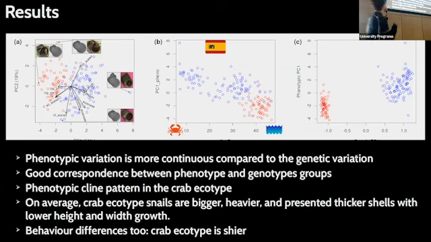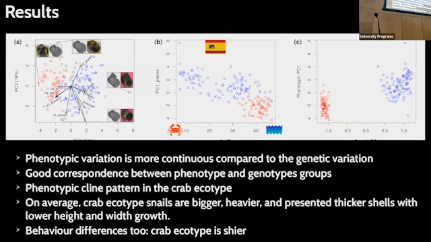So the first graph here is actually a PCA that integrates several phenotypic traits, so the weight, the thickness, and then several of the growth parameters that were measured by that software, Shell Shaper. And I've also included some pictures of the extreme shells, if you wish.